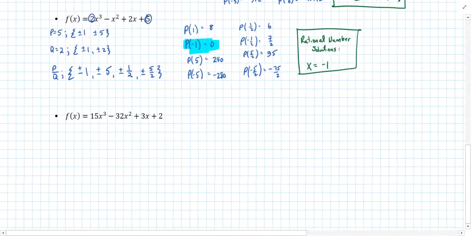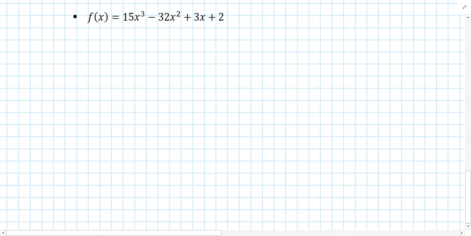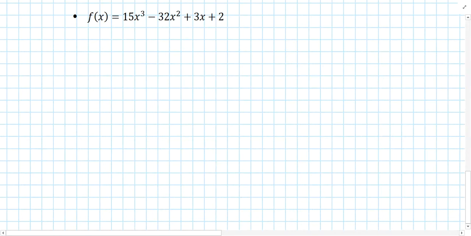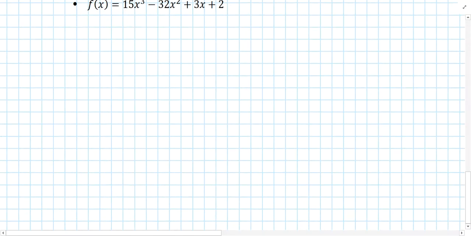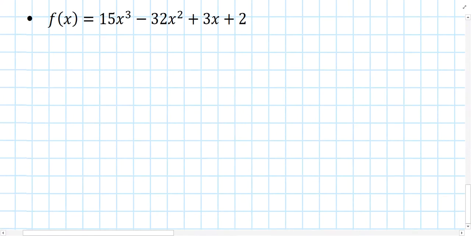Please try the final problem on your own, and be sure to list all factors of the constant and all factors of the leading coefficient. Then divide each of these factors by one another to produce a list of potential rational solutions. Finally, check this list of possible rational solutions with a calculator to find the actual rational solutions. Pause the video now and resume playback in a moment to check your work. Good luck.